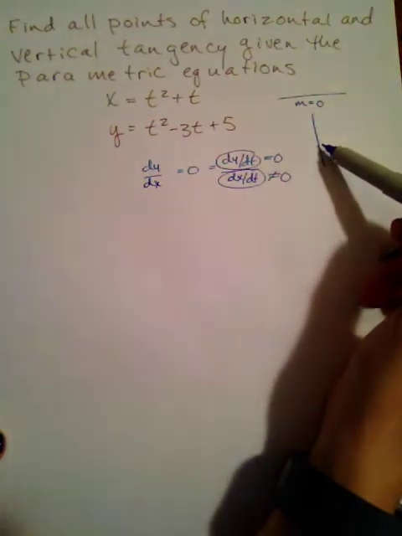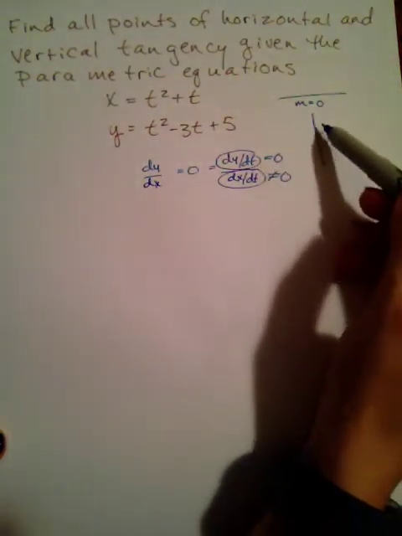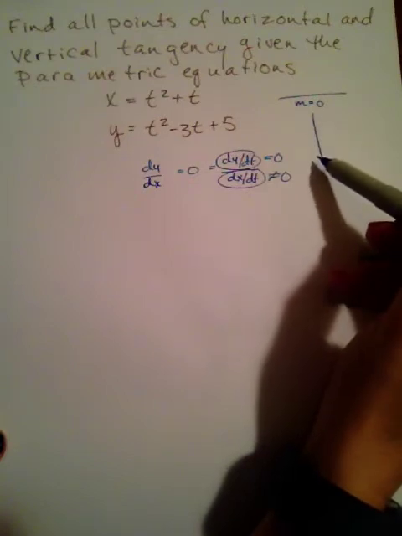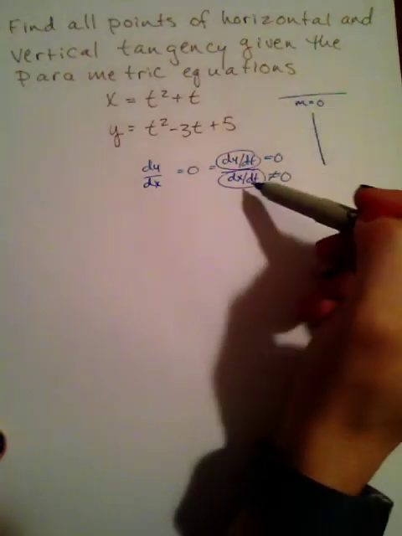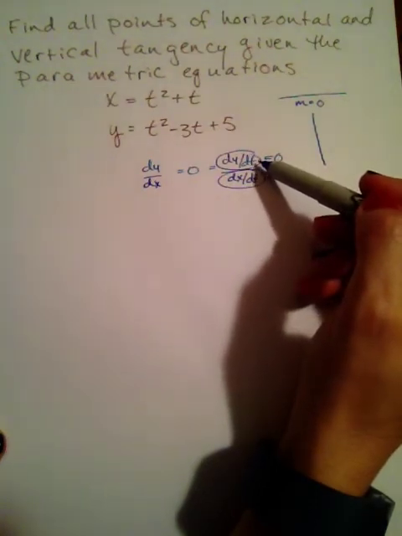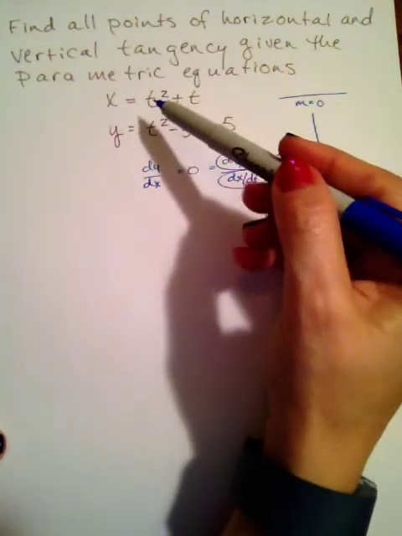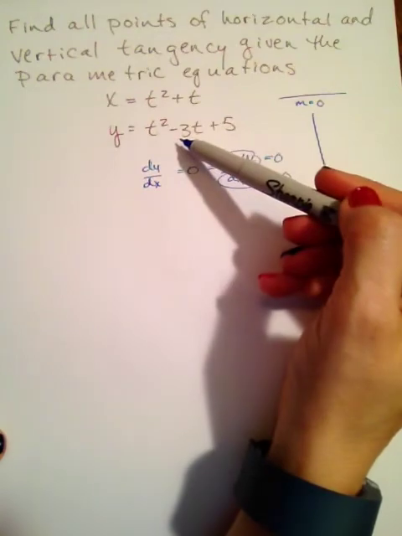Now, to do a vertical tangent line, that is the exact opposite, because to get an infinitely large slope, we have to divide by something incredibly small. So that will be our dx dt. We want our dx dt to head towards 0 and our dy dt to not be 0. So the first step for this problem is to find both dx dt and dy dt, and we'll look at the different values.